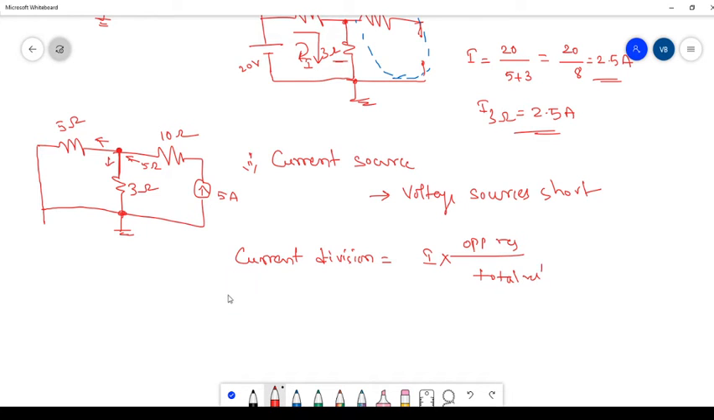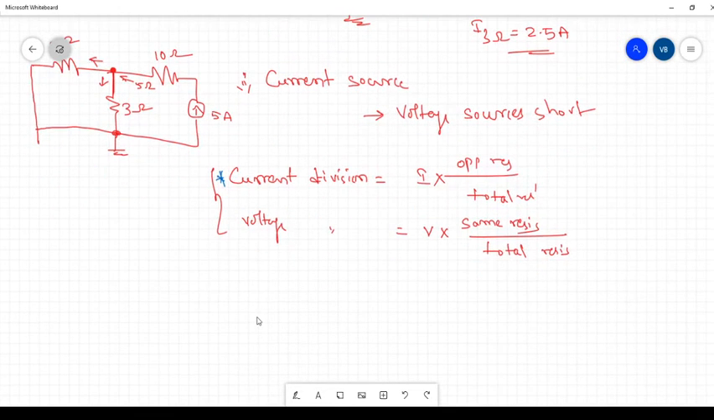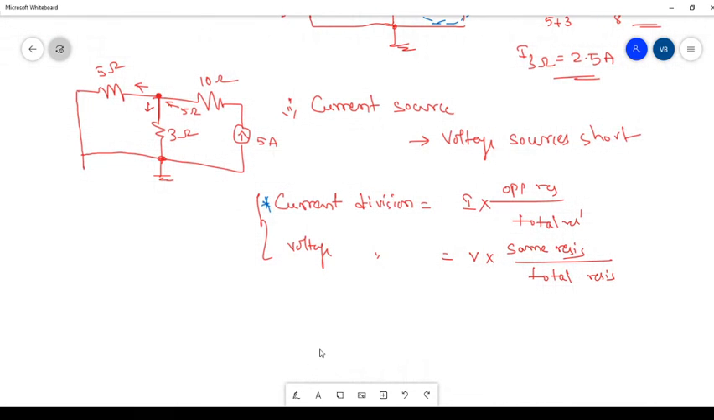What is the voltage division principle? Voltage division principle is nothing but total voltage into the same resistance at which we are going to calculate the voltage, that resistance by total resistance. These are the formulae for current division and voltage division. So here you apply the current division principle, which is total current into opposite resistance by total resistance.